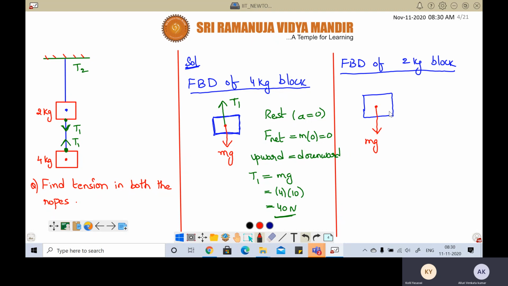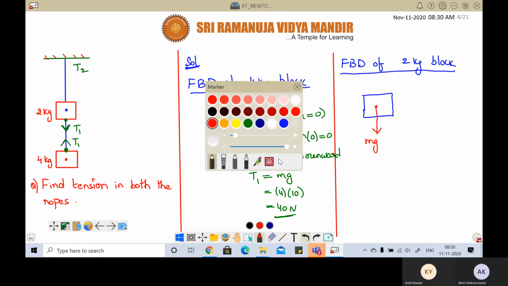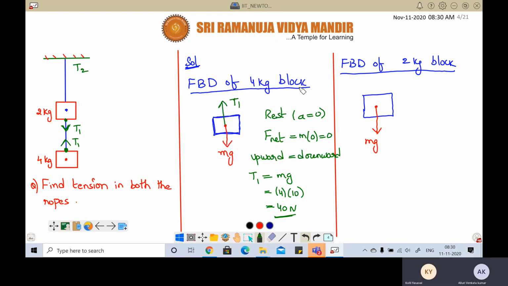Correct. The tensional force T1 is on which side? Downwards. Correct. Then this tensional force, this is also a string. Tensional force will be on which side now? Here it is a pulling force, so upwards, because this string will pull the block. That is T2. Now, is this block at rest or moving?